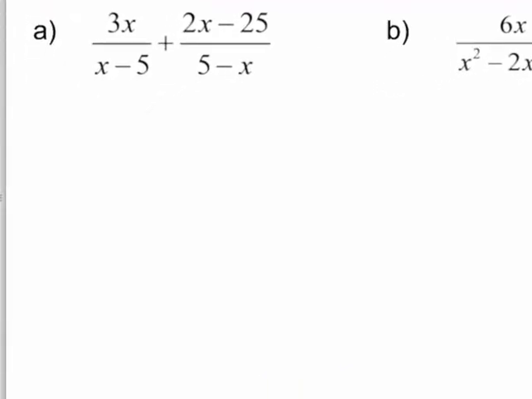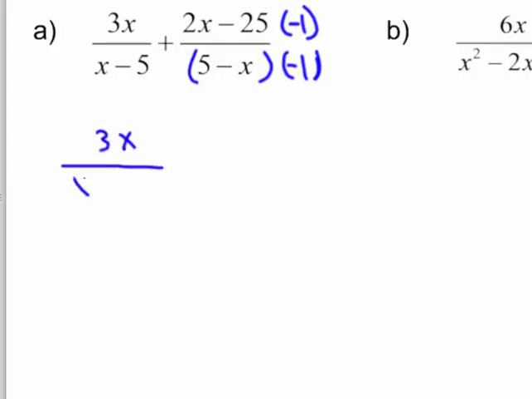In example 2, in A, if I look at the bottoms in A, they're opposites, x minus 5 and 5 minus x. So instead of multiplying them together, I can just multiply one of them by negative 1. Now, it doesn't matter which one, could be either one. I'm going to multiply the second one. So the first one stays the same. When I multiply the second one, I get x minus 5 on the bottom, a positive x and a negative 5. And then a negative 2x plus 25 on the top.